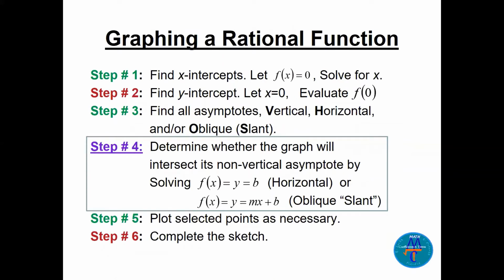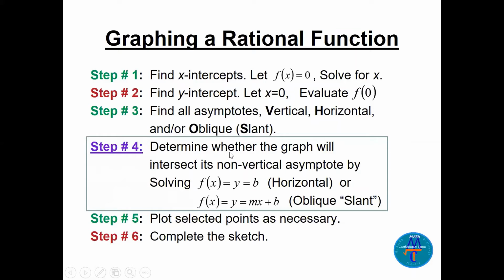Now to graph rational functions, there are steps that we know. 1, 2, 3, 4 is important. I will explain now. And then 5 and 6. First find the x-intercept, let y equal 0. Find the y-intercept, let x equal 0. Find all asymptotes, vertical, horizontal, and slant or oblique if there is any. Then plot some points as necessary. We sketch the graph.